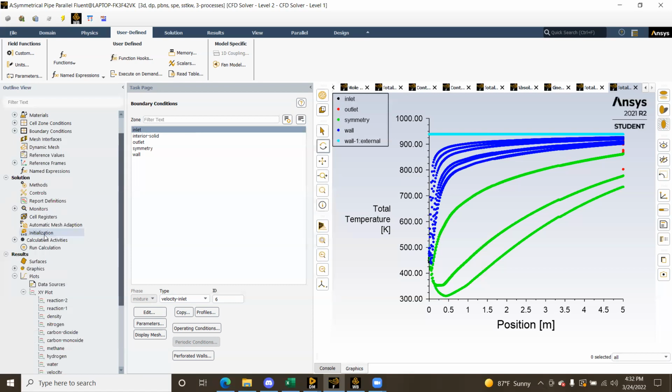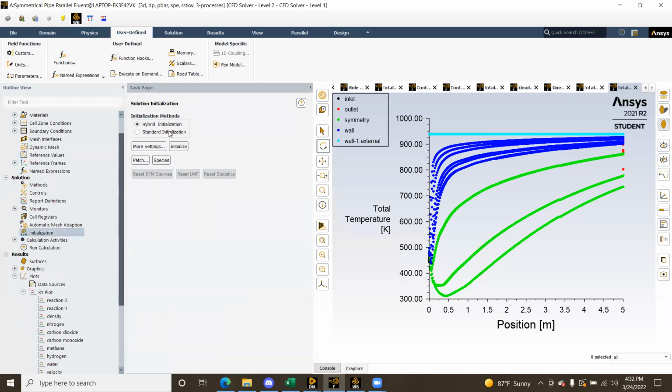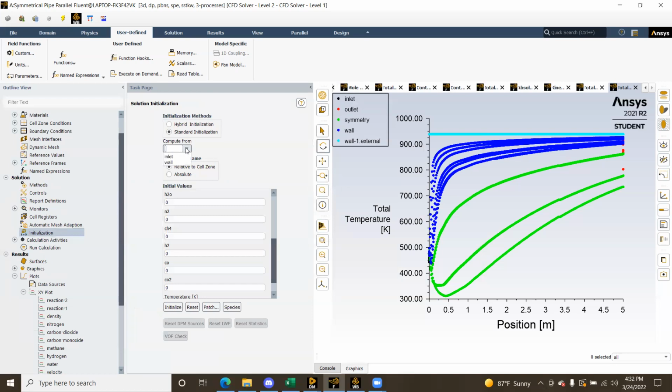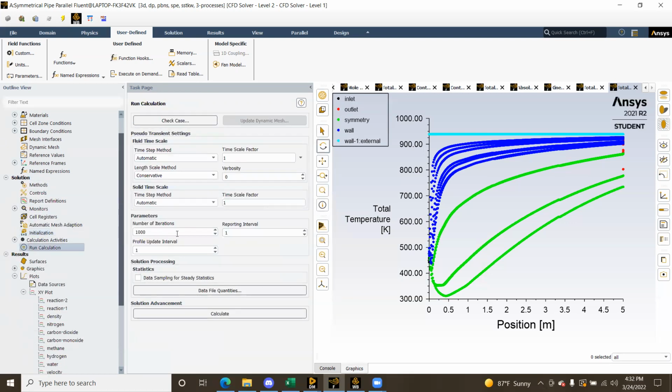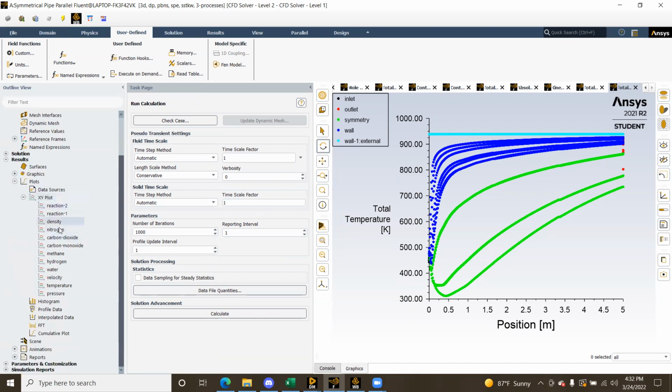So initialization, I was able to get consistent results using both hybrid and standard initialization. Standard initialization would be from the inlet. So yeah, obviously everything would be displayed like that. And then these were run with 1,000 iterations. That was the only thing I changed. I didn't change the reporting interval or any of that stuff. So, okay, let's move on to the plots. Let's just start with the temperature one over here.